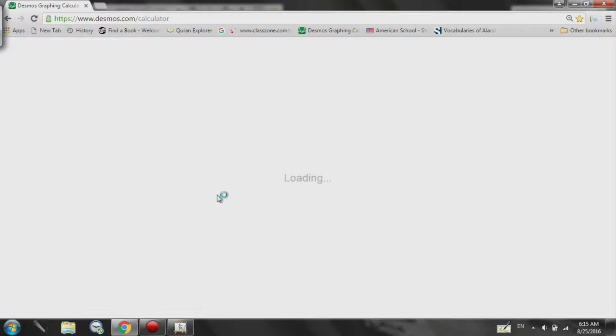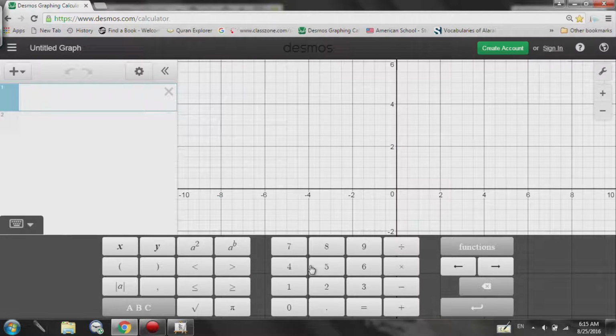So, for example, let's try to figure out the ninth root of negative 8. Here's negative 8. I'm going to put that to the ninth root, which means 1 over 9.